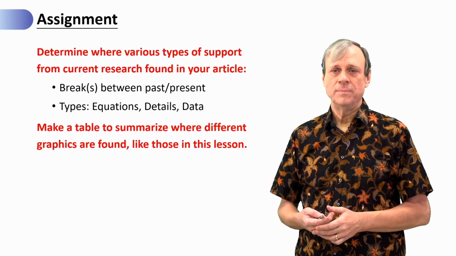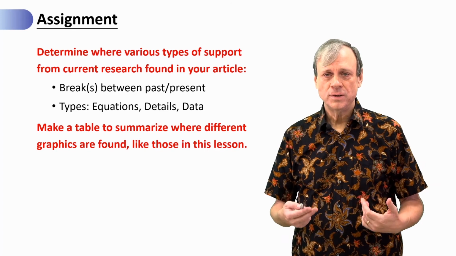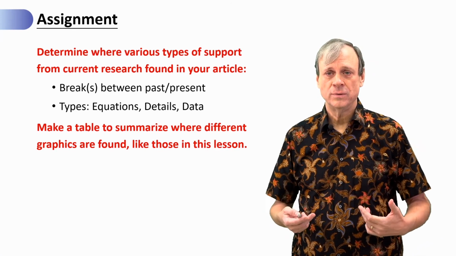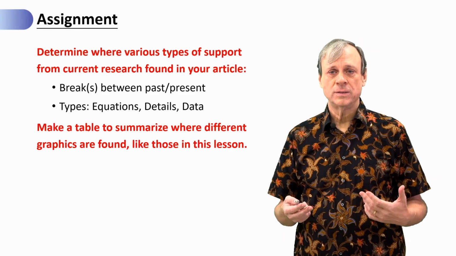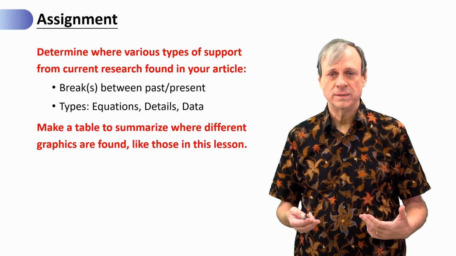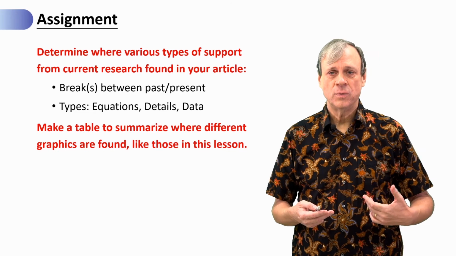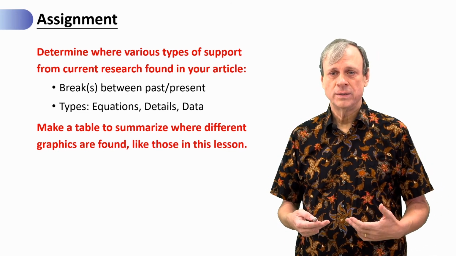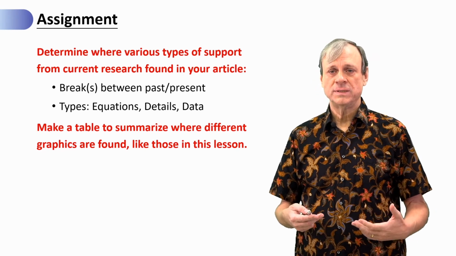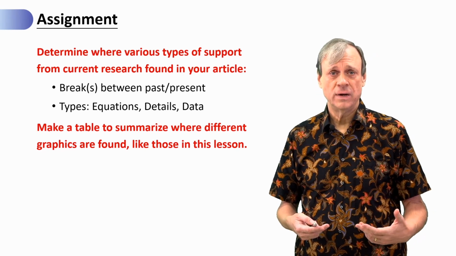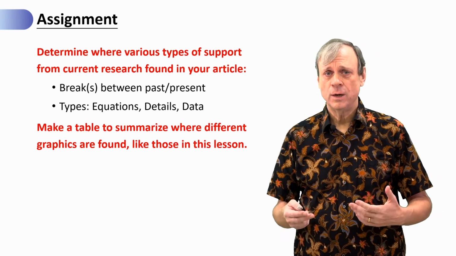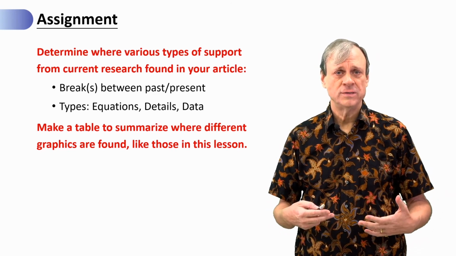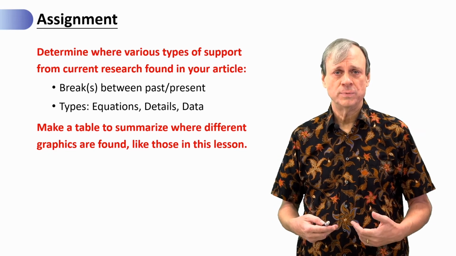Now, your assignment. Again, you need to determine where various types of support from current research are found in your own article, where the breaks occur between past and present, what types of equations, details, and data are used, and where they occur. And then make a table to summarize where the different types of graphics are found. You'll find this helpful when you do your own writing, so you have an idea of how many graphics you're going to need and where they should be placed in the article.